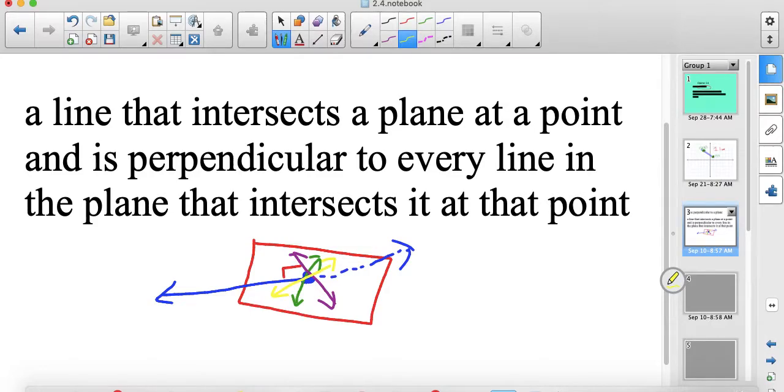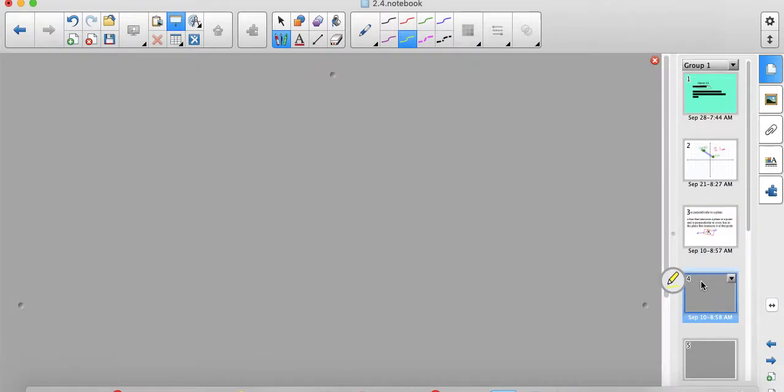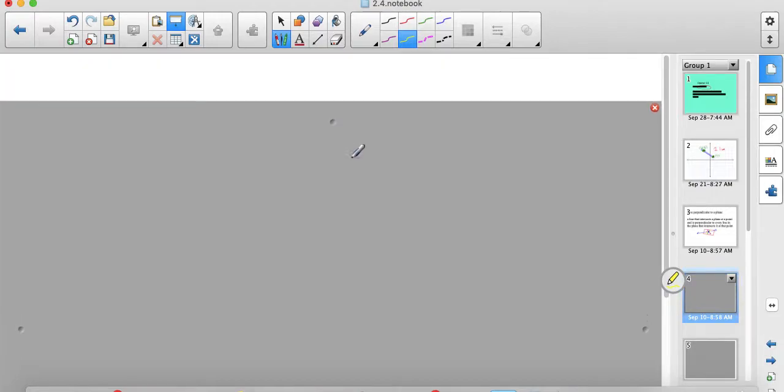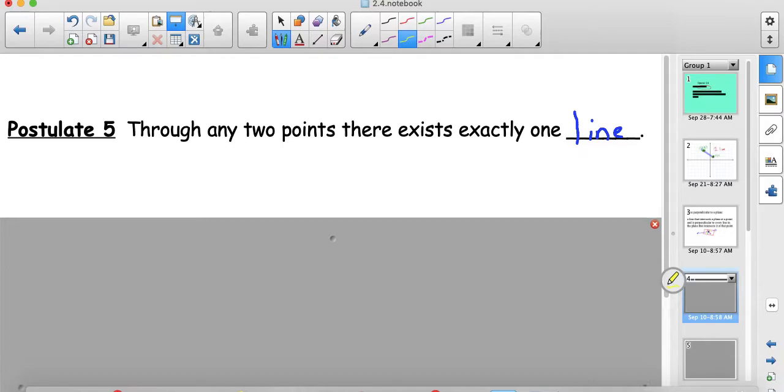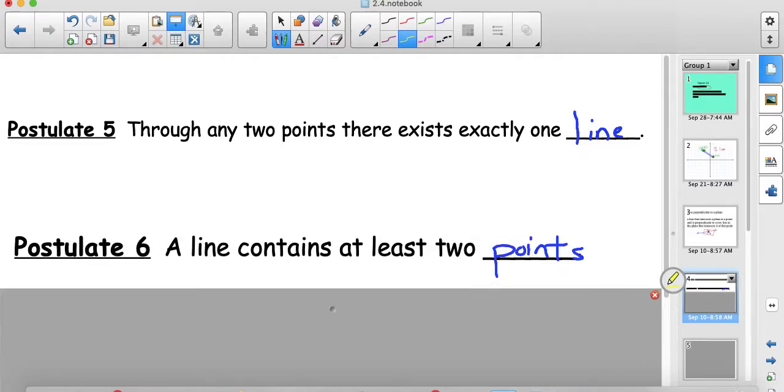All right. Now, postulate 5. Postulate 5 says through any 2 points, there exists exactly one, and we went over this in the opener, there exists exactly one line. Now, you'll notice postulate 6 is actually the converse to this. It switches our 2 ideas. Here we're saying that if you have 2 points, then you have one line. Postulate 6 says, well, if you have one line, then you have at least 2 points.